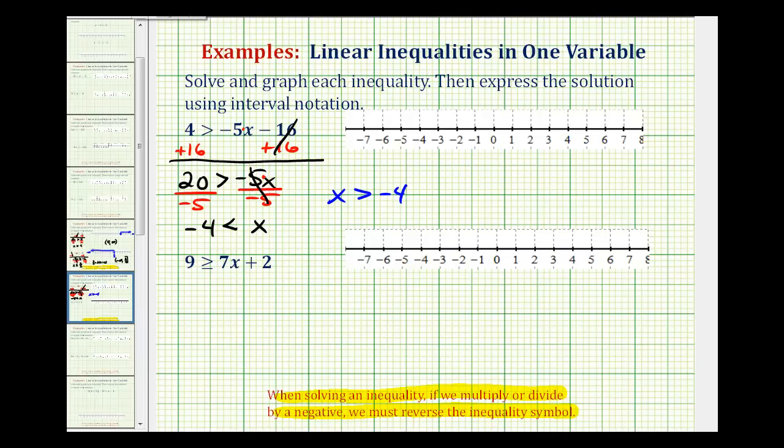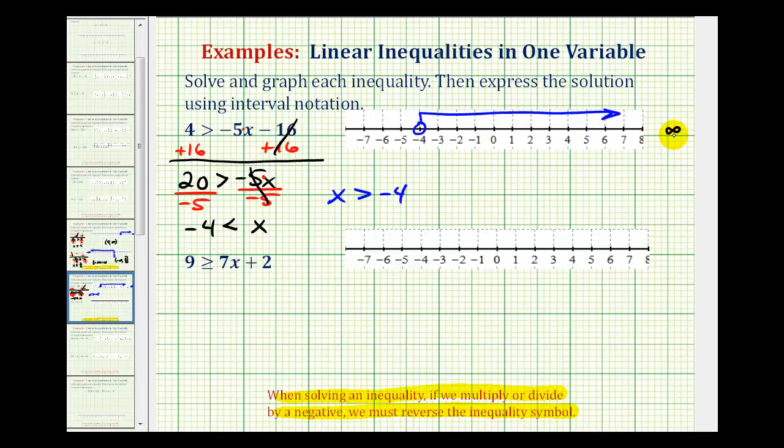Now let's go ahead and graph this. Since x is greater than negative 4, negative 4 is not in this interval. So to show that, we make an open point on negative 4. And then for numbers greater than negative 4, we make an arrow to the right. And as we continue to move right on the number line, we would be approaching positive infinity.